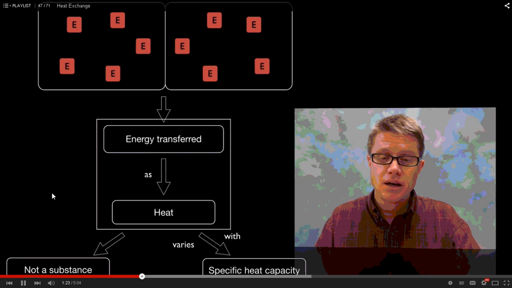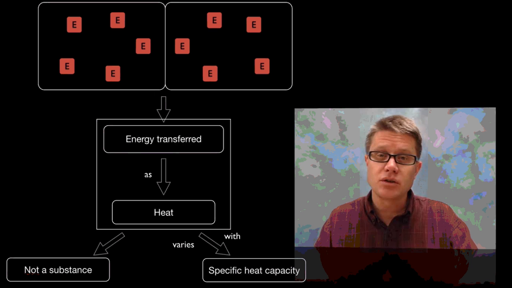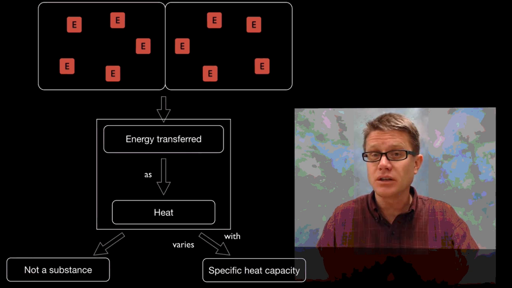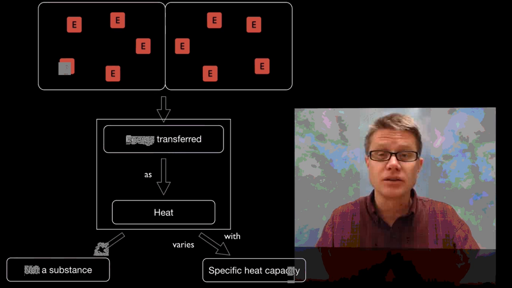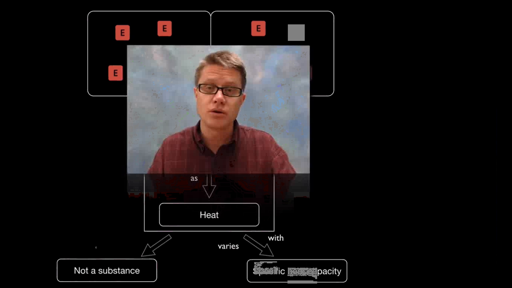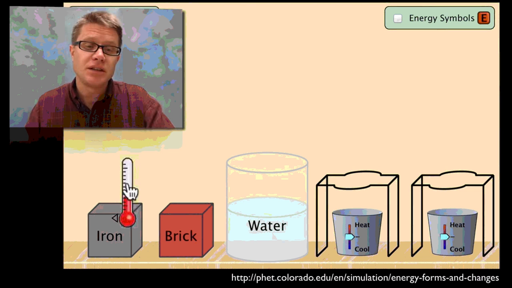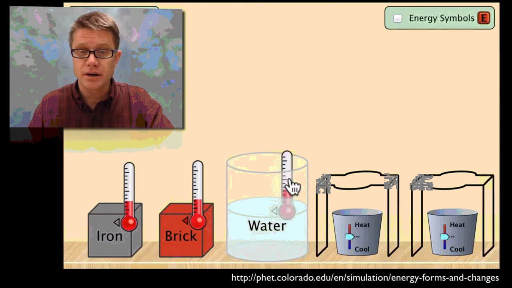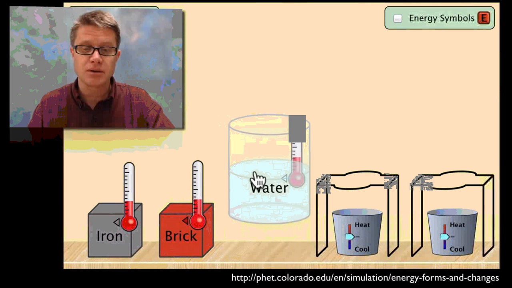And so when we're looking at energy being transferred as heat, it's going to vary depending on the substance that we're dealing with. In other words, metals are going to transfer energy through heat more readily than things like wood or brick. So let's look at this PhET simulation. I've got iron, I've got brick, and then I've got water. And we can assume that we have the same amount of each of these.